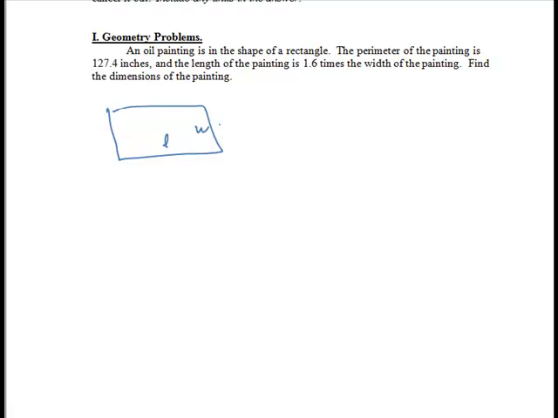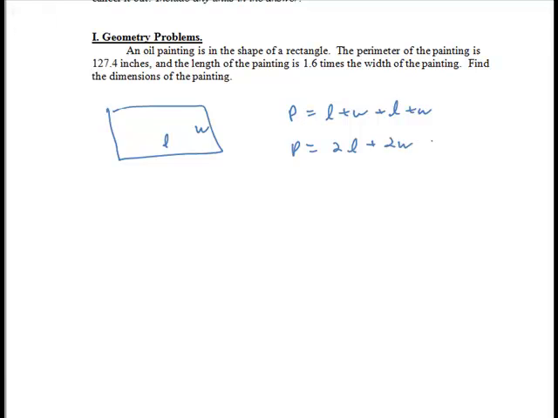Next, everybody should be able to pull out of the problem and know the definition of a perimeter of a figure, the sum of all the sides. So in this case, the perimeter of a rectangle, you don't have to know the formula, just by definition you can come up with it. The sum of all 4 sides, the perimeter is equal to 2 times the length plus 2 times the width.